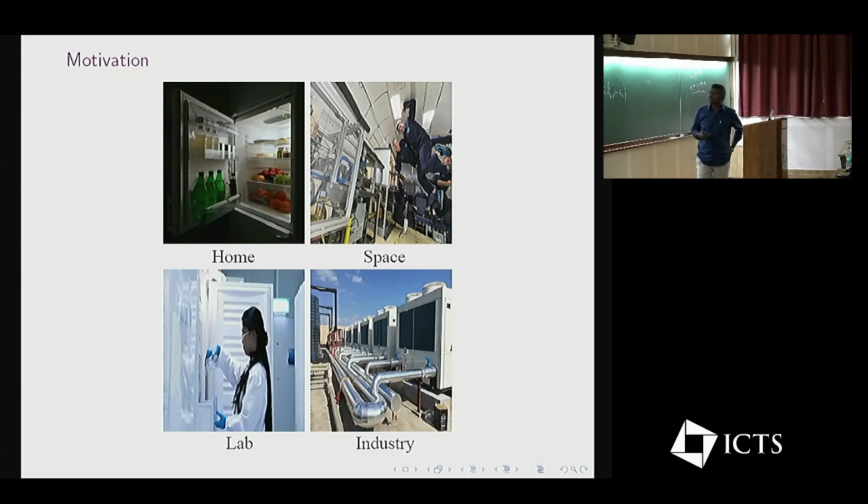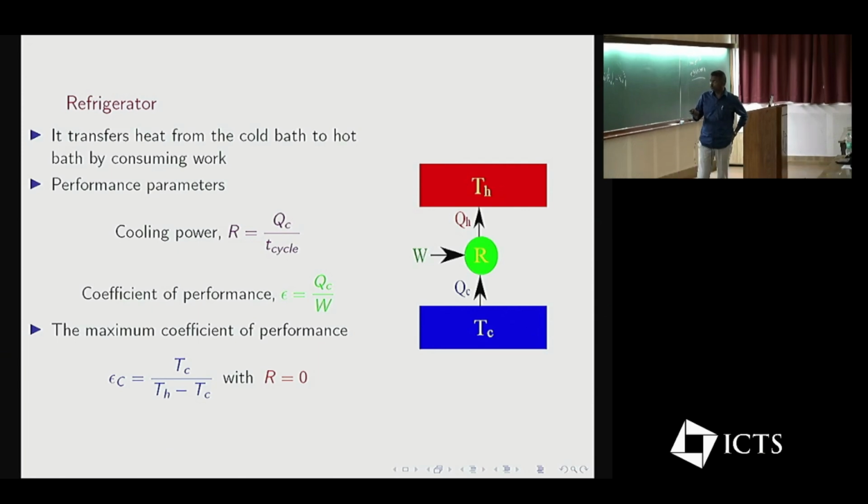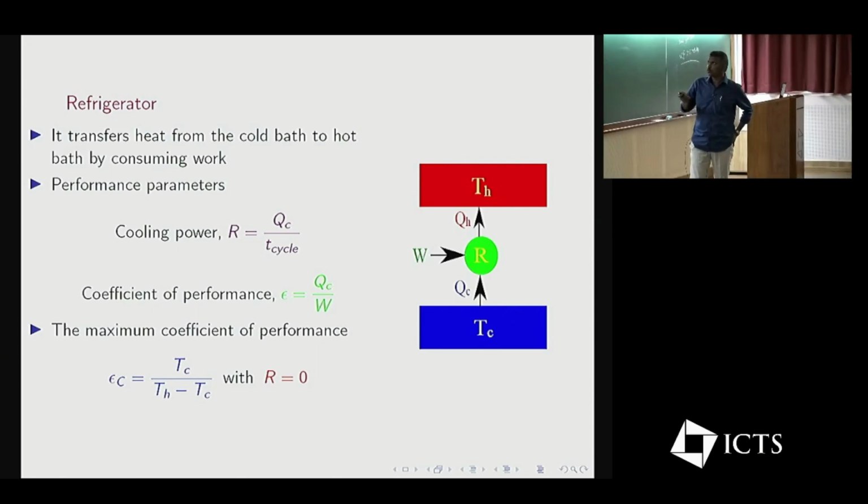We use the refrigerator from home to space and lab to industry. What a refrigerator does is absorb heat from the cold bath, and we supply input work so that it absorbs heat from the cold bath and transports it to the hot reservoir. The quality of the refrigerator is given by two parameters, namely the cooling power and the coefficient of performance.